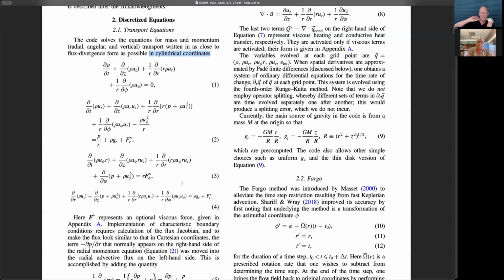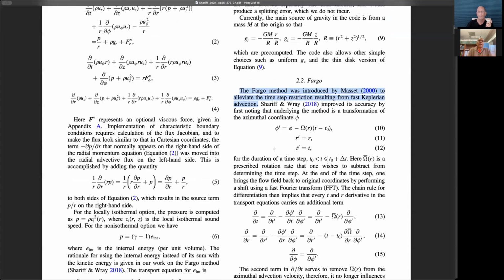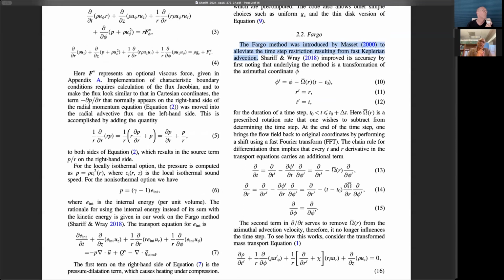Now, I want to mention something about the Fargo scheme. For protoplanetary disk flows, the time step restriction, if you don't do anything, comes from the very fast Keplerian advection. Because the Mach number of the turbulence itself is low, the eddies move at speeds which are small compared to the speed of sound, so the limitation really comes from the propagation of sound waves. But the Keplerian flow, its velocity is several Mach numbers, much higher than the speed of sound. So you'd like to reduce the time step restriction from this very fast Keplerian advection.